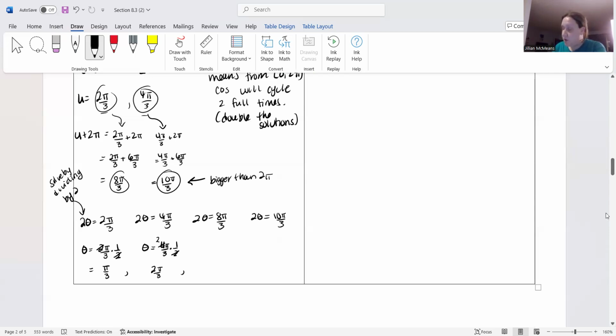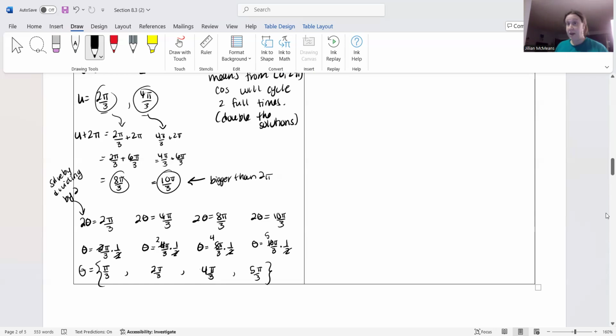And then if I take 2 theta equals 8 pi over 3 and divide both sides by 2, I get theta. And then 8 pi over 3 divided by 2 is really 8 pi over 3 times 1/2. This 2 goes into this 8 4 times. And I get theta equals 4 pi over 3. And then when I take the last one and divide both sides by 2, I get theta equals 10 pi over 3 divided by 2, which is really 10 pi over 3 times 1/2. 2 goes into 10 5 times, and I get 5 pi over 3. So finally, these are my 4 values for theta.